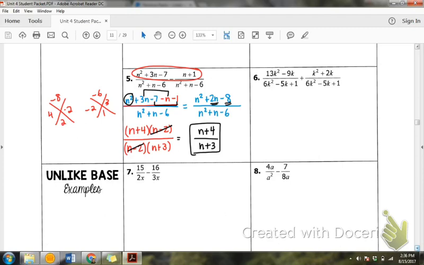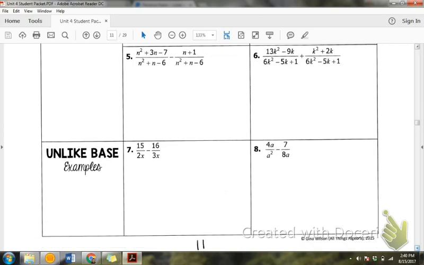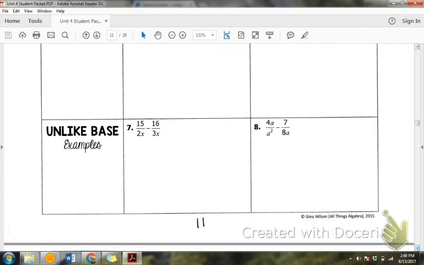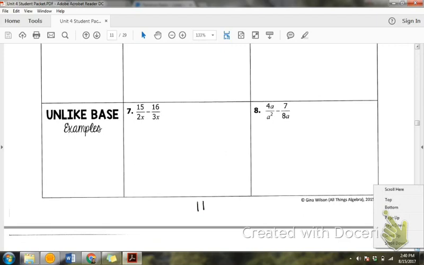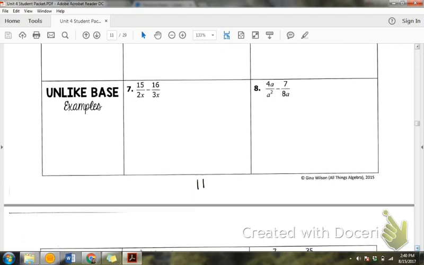Let's go down to number 7 and see what happens when you have unlike denominators. Okay, so we already talked about if you have unlike denominators, you need to get a common denominator, right? So what would be the common denominator between 2x and 3x? 6x, right? Do you notice that they both already have an x, right? So we don't need to multiply them by an x.